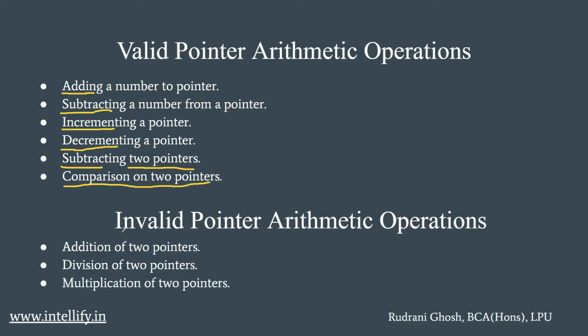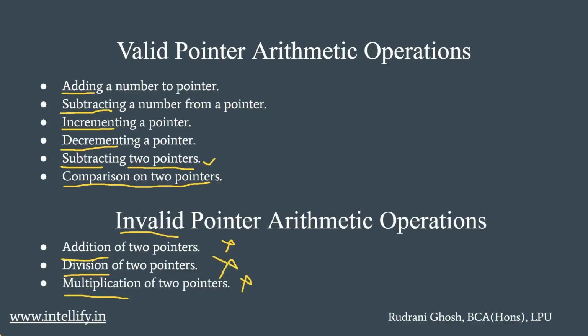So what are the invalid pointer arithmetic operations? We cannot add 2 pointers. This is not possible. We cannot divide 2 pointers. This is also not possible. We cannot multiply 2 pointers. So this is not possible. The only thing we can do with 2 pointers is subtract them. You must note this. Otherwise, we can add or subtract numbers from a pointer.